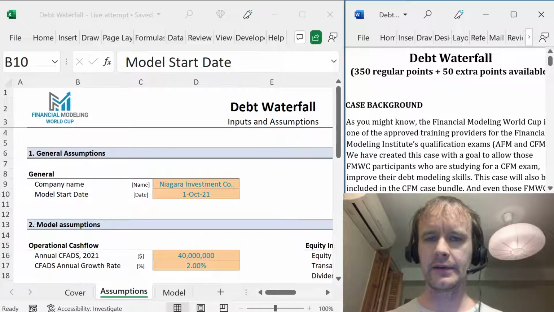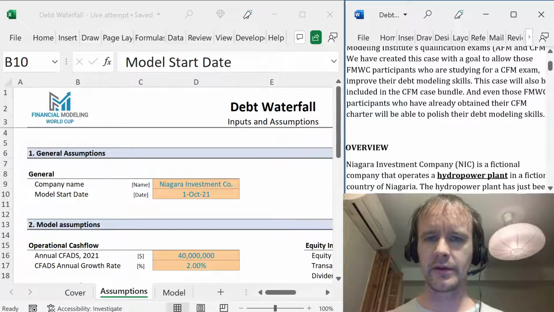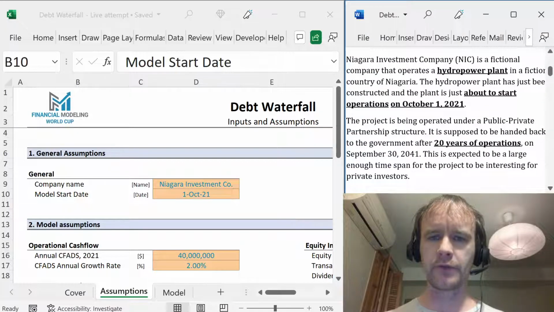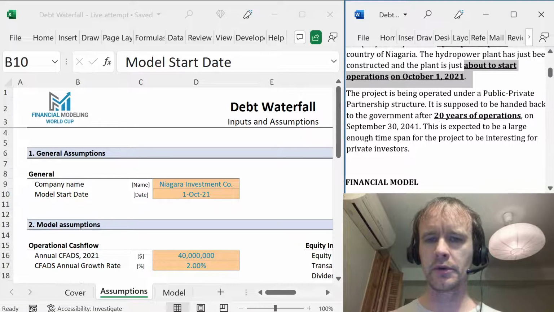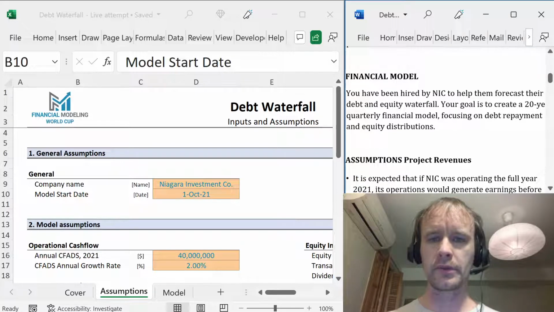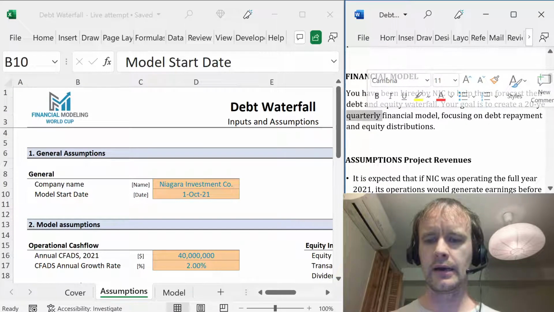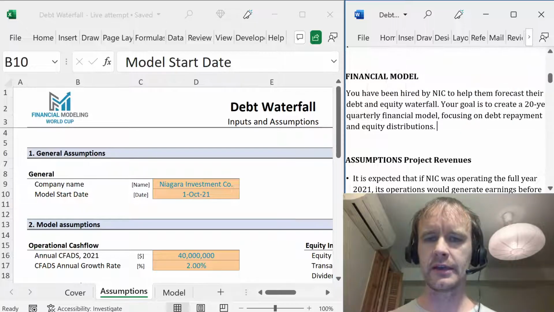So, having said all that, a little bit of general background there that you don't really need, but a quick overview. We're talking about modeling a hydropower plant. It's just been built and it's about to start operation in October 2021. We want to model 20 years of operations with a quarterly model, and we're going to work out basically the repayments of the various different bits of debt and then equity distributions and so on.